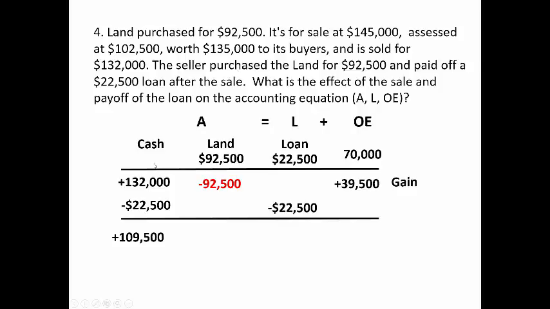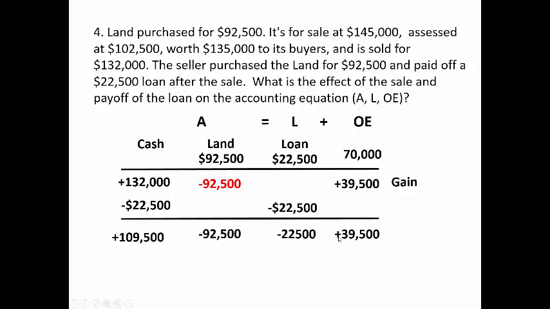Cash overall went from zero up $132,000 down $22,500, or overall cash went up by $109,500. The land account went from $92,500 down to zero, or it was reduced by $92,500. The loan, which was a liability, was reduced by $22,500 as a result of these two transactions. And then owner's equity, how did it change? Well, it went up $39,500.